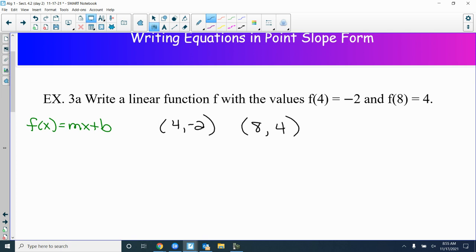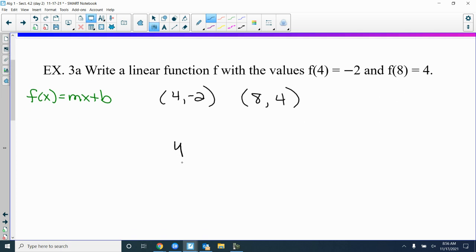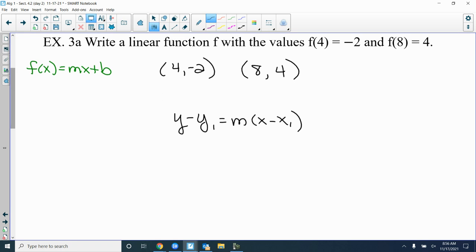4 is your output. I got 2 points. We are still going to use y minus y1 equals m times x minus x1 to start with. We're still going to do that, and we're going to pick a point, but what do I need first? Slope. I need the slope. Remember how to get it?